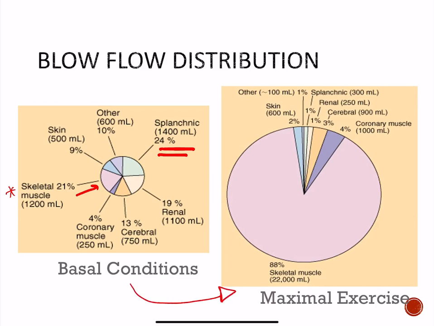Compare that to maximal exercise. And again, the pink is the skeletal muscle. 88% is now going to skeletal muscle, really at the expense of the others, right? We vasoconstrict everywhere, and the muscle that is metabolically active causes a local vasodilation to help deliver the oxygen to the metabolically active tissue during exercise.